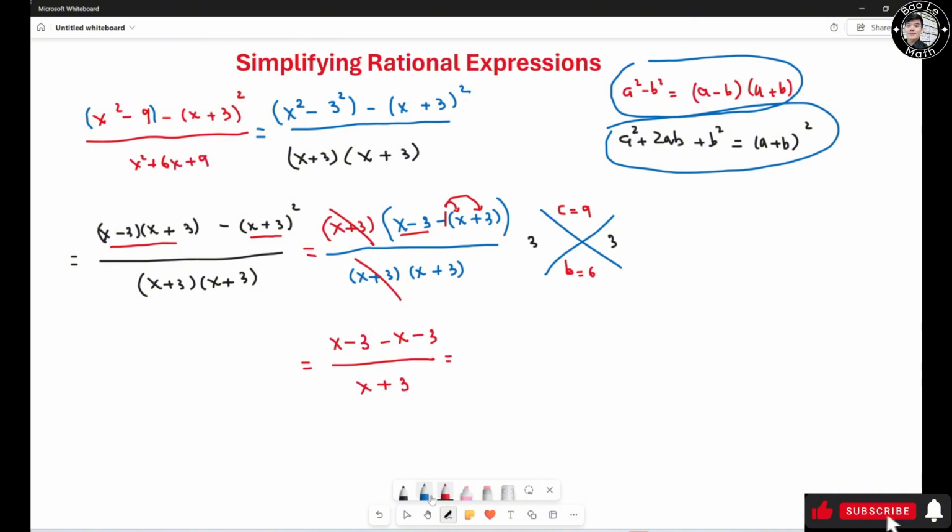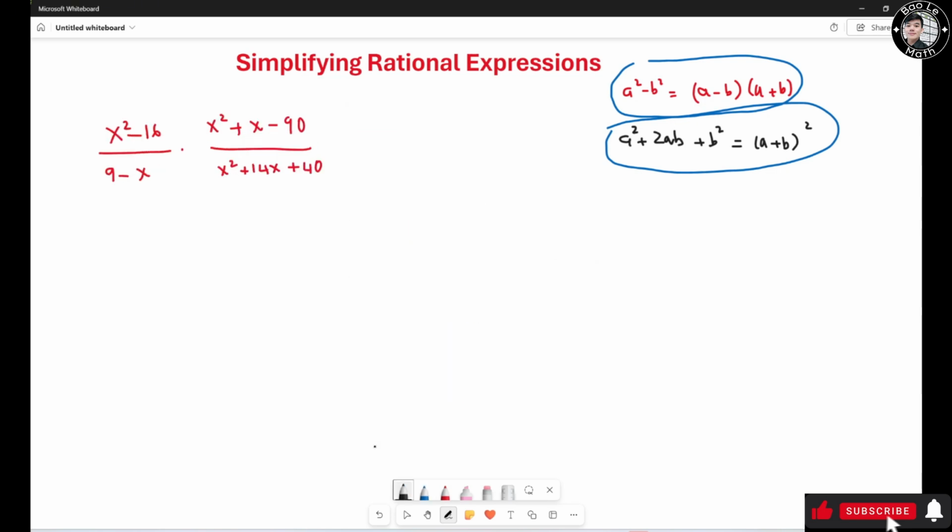Then s and negative s right here, 0, right? Negative 3 minus 3 is going to be negative 6 over s plus 3. This is the final answer. Now let's move on to the next example.